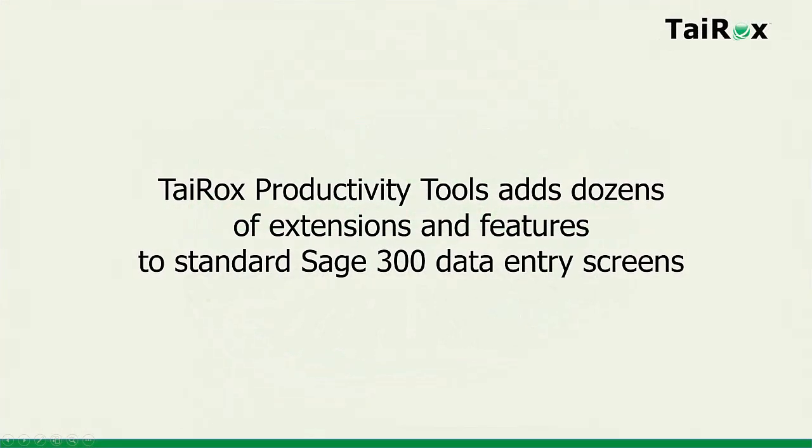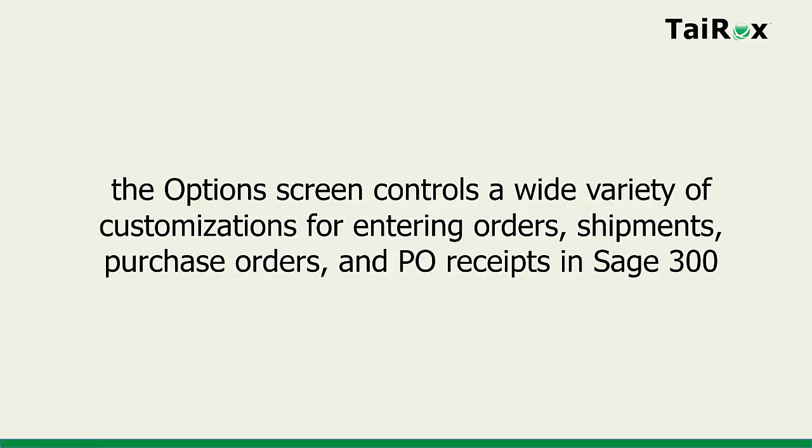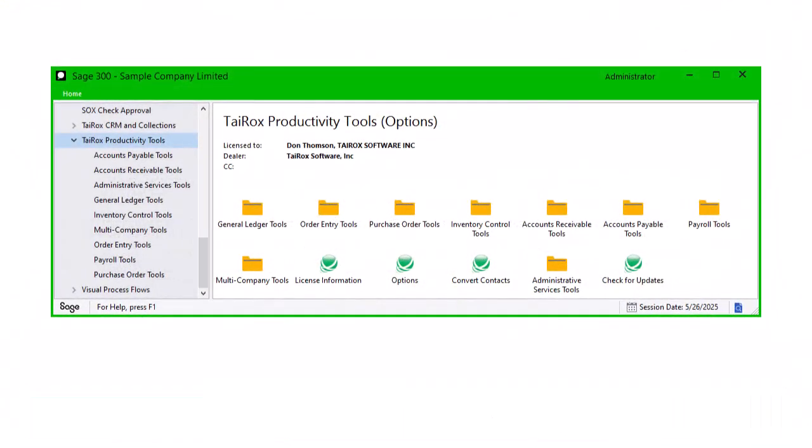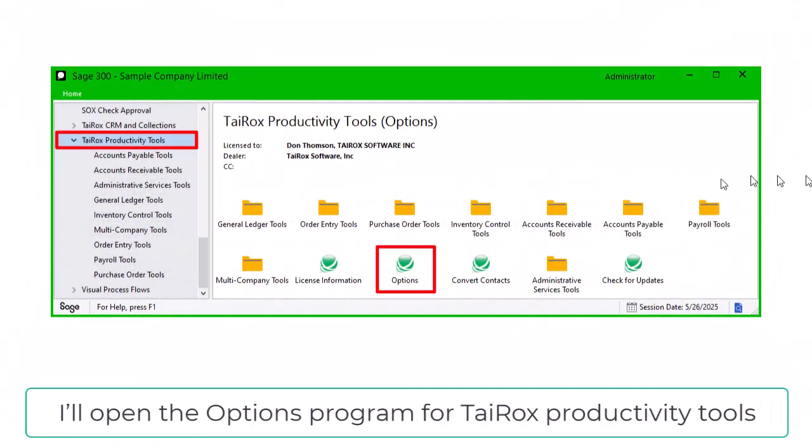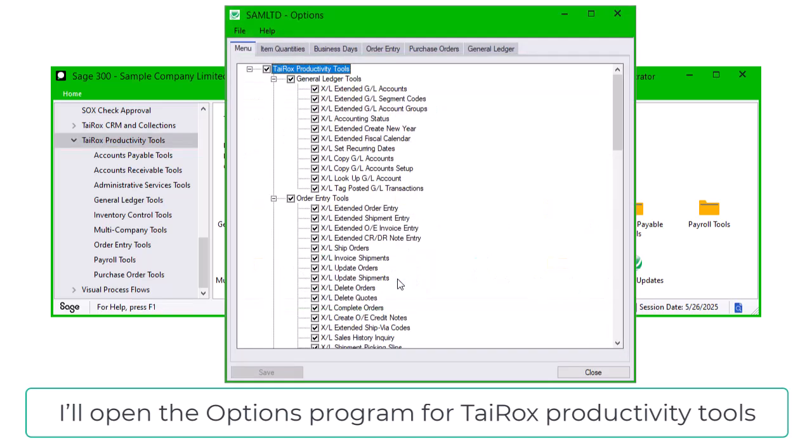TaiRox Productivity Tools adds dozens of extensions and features to standard Sage 300 data entry screens. In this video, we'd like to show you how the Productivity Tools Options screen controls a wide variety of customizations for entering orders, shipments, purchase orders, and PO receipts in Sage 300. Let's have a look. I'll open the Options program for TaiRox Productivity Tools.